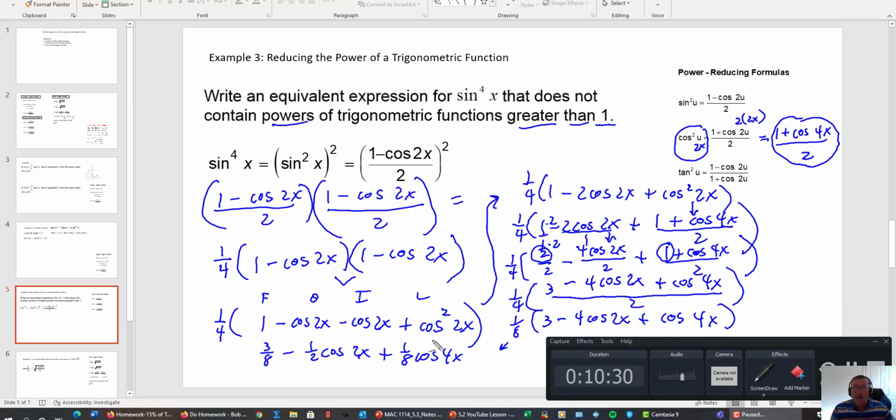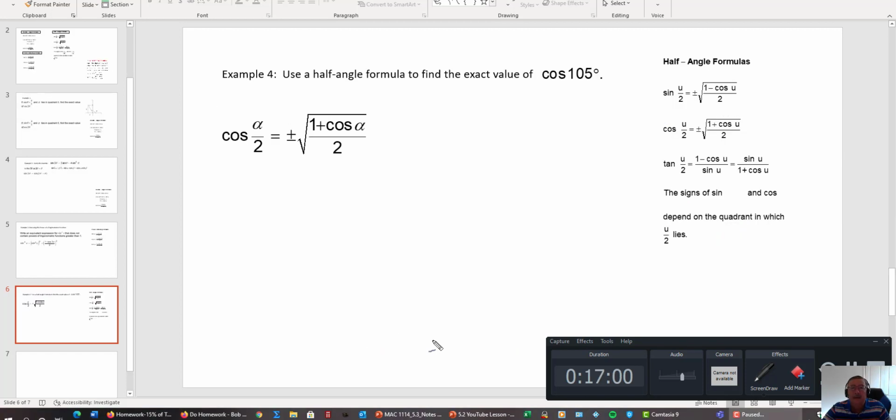Alrighty. Power reducing, well, practice several of those. I gave you several in the homework, so those will definitely keep you busy. All right, so we've done some double angle formulas and power reducing formulas. So now we want to go ahead and use some half angle formulas and show you how these work.